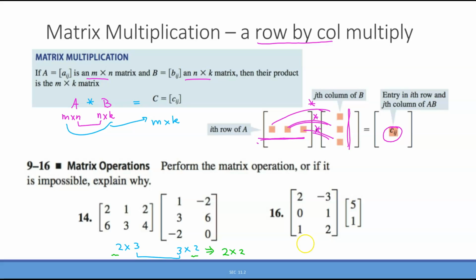Okay, problem 16, we have 3 rows, 2 columns. Here we have 2 rows, 1 column. So what we want to note is that those two match up. Because these two middle numbers match up, that means when I finish the multiplication, we're going to end up with an answer that's a 3 by 1 matrix. Let's see how that happens.